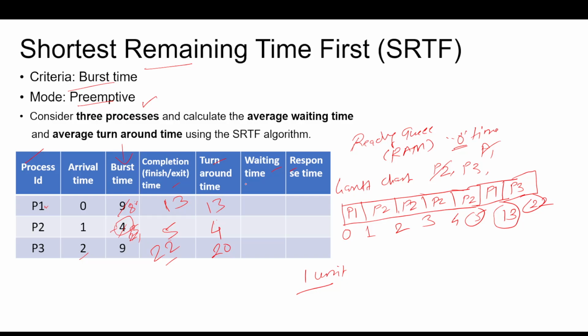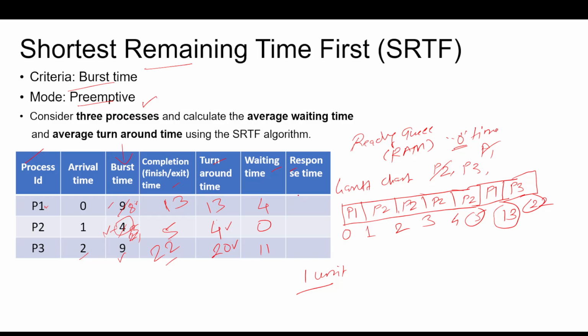Okay, waiting timing is nothing but the turnaround timing minus the burst time. Turnaround timing is 13 minus original burst timing 9. So 13 minus 9 is 4. Now for the second process, turnaround timing is 4 and burst timing is also 4. So 4 minus 4 is 0. And for the last process, turnaround timing is 20 and burst timing is 9. So 20 minus 9 is 11.